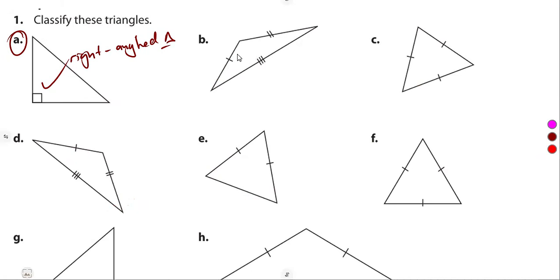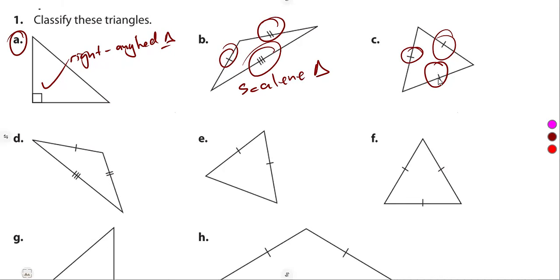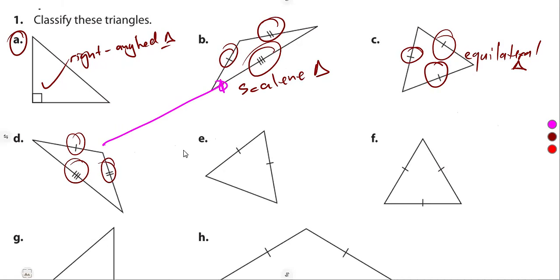B, we can see that all the given sides are different. So we are talking about a scalene triangle. C, all sides are the same, as we can see. So that's an equilateral triangle. D, these are different also, so we have the same answer as on B. On E, two of the given sides are the same, so we are back to an isosceles triangle there.